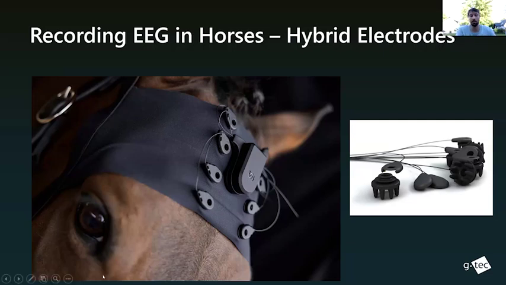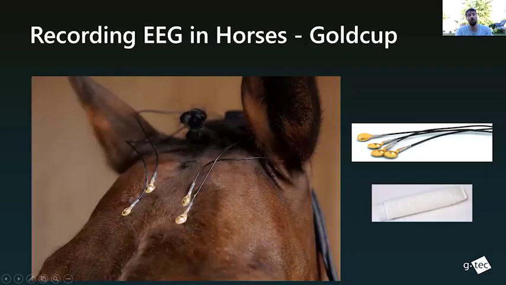Another option, and this will also be the option that we will test today, is that we have the gold cups for horses as well. We have a similar procedure here. You put the active gel, you remove the hair, and then place them nicely. You can put the hair back on top, so they're prepared nicely and ready for measurement.